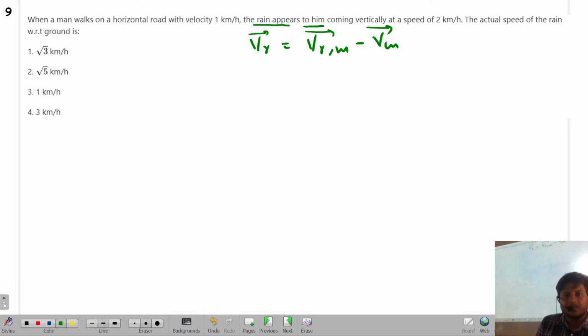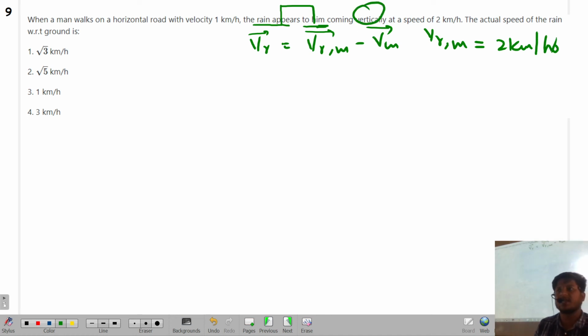Now velocity of rain, look what it is given. The rain appears to him. Appears to him means what? Velocity of rain with respect to man is given. Yes or no? What is velocity of rain with respect to man? It is 2 km per hour and it is hitting at what angle? Vertical angle perfectly.